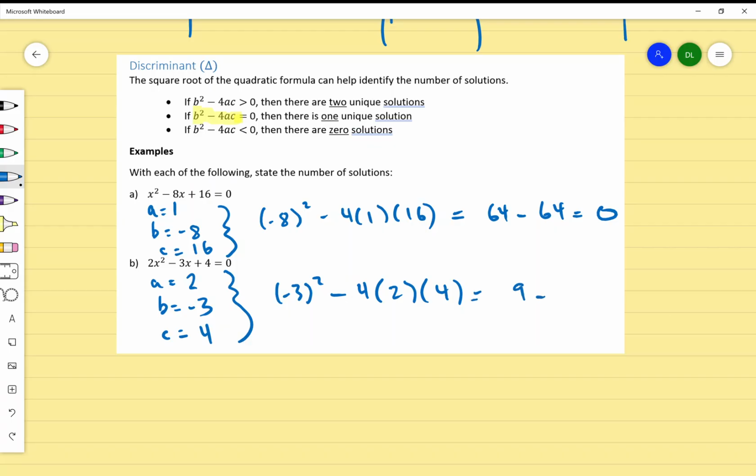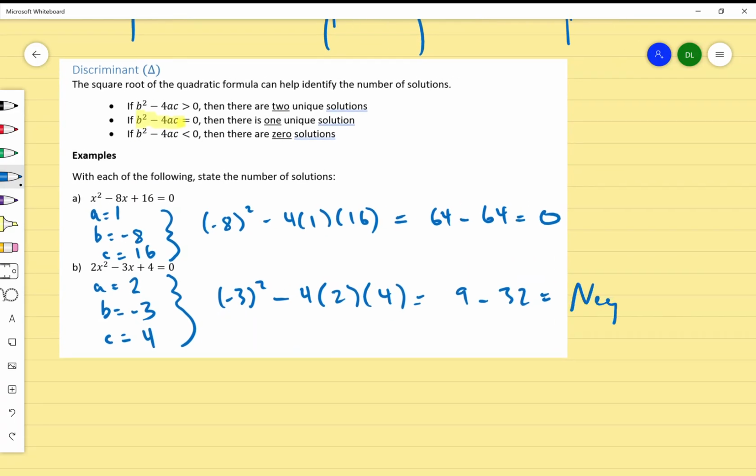That becomes 9 minus 4 times 2 is? Yeah, times by 4 again. Yep, minus 32. Now what's that? Well, it doesn't actually matter what it is. We just care about whether it's positive, negative, or 0. Positive or negative? It's a negative.